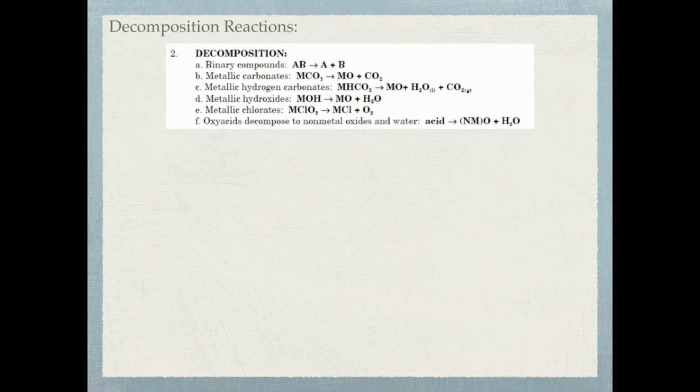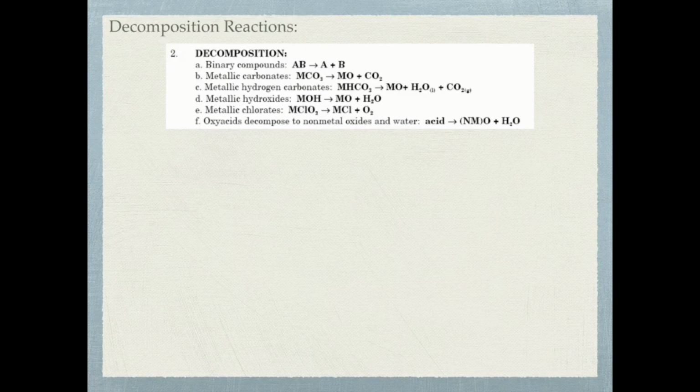For B, you've got a metal with carbonate, so that could be Na2CO3, MgCO3, and it's going to break apart into a metal oxide and carbon dioxide. For 2C, you've got a metal with HCO3, bicarbonate, and it's going to break apart into a metal oxide with water and carbon dioxide. For D, you've got a metal and hydroxide, which is a base, and it's going to break apart into a metal oxide and water. That reaction we've already looked at. That is the opposite of your synthesis reaction of a metal oxide and water.